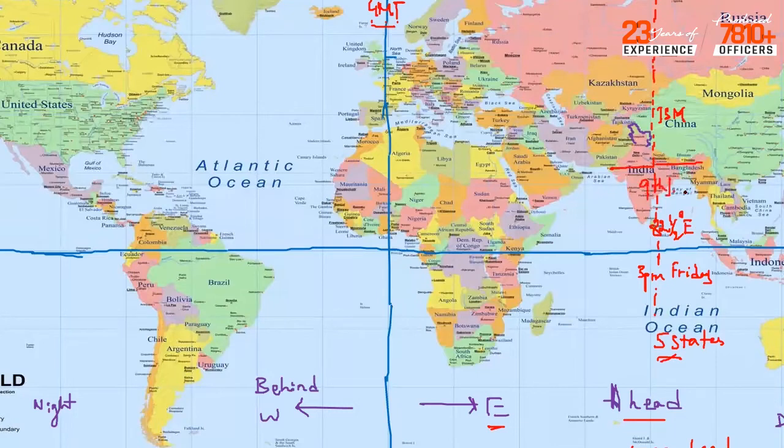9th July, Friday. Now if India's time is 3 p.m. now, what is the time in London? Whenever you are going west, you subtract. Whenever you are going east of some area, you add. That's the clue. West, subtract, east, add. West, subtract, east, add. So notice that here. Half an hour here. Half an hour means 2:30 here.